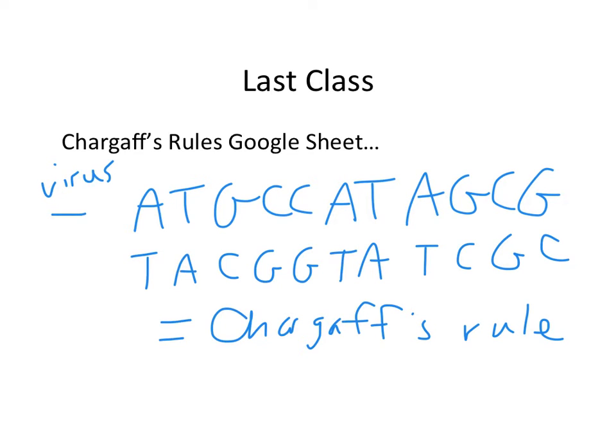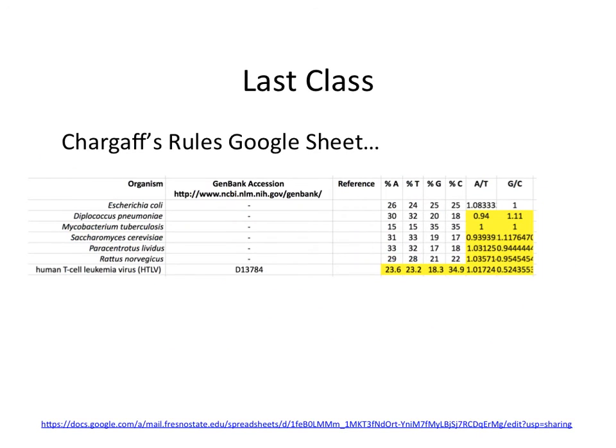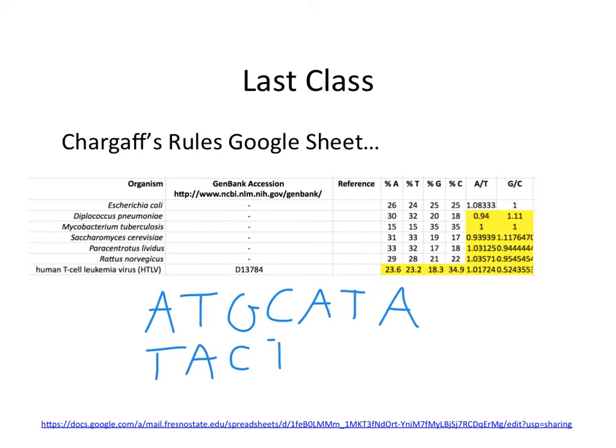Any questions about Chargaff's rules, the data, Google Sheets? Let's say you had a DNA sequence that was something like this, and during DNA replication, DNA polymerase screwed up. What happens to Chargaff's rule now? Does everybody spot the mutation? Let's play spot the mutation. What's wrong? Right, see, the C and the T aren't supposed to base pair. So I'll often abbreviate or note mutations with an asterisk. So we have a mutation.